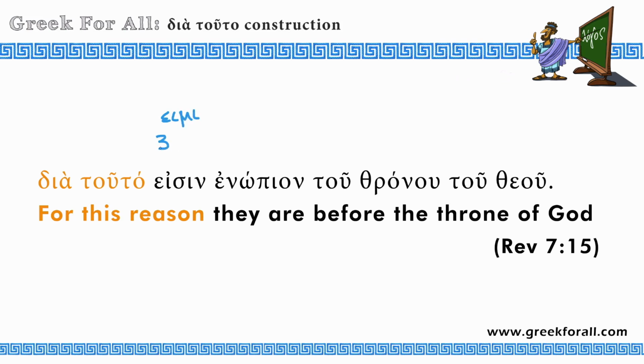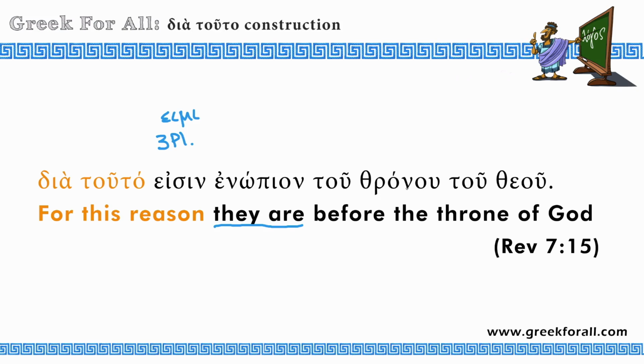Eimi in the third person plural, meaning they, and it refers to the great multitude of the saints, all the saved people. So for this reason they are, so this is what we have here, they are enopion. Enopion is an improper preposition which means before, in front of, and it requires a genitive case to follow, and this is what we have here, tou thronou.